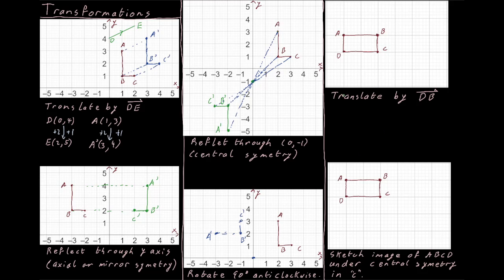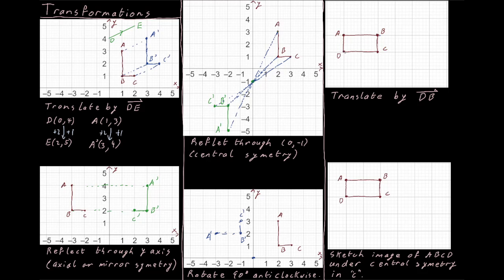Now, how would we translate this rectangle A, B, C, D by the translation of the vector D to B? So we want to go from D to B. So how do we get from D to B? We go across 2 and up 1. So every one of the points in this rectangle are going to go across 2 and up 1.